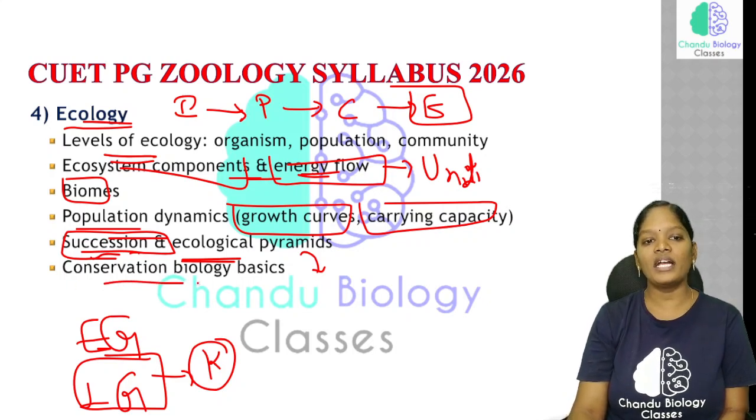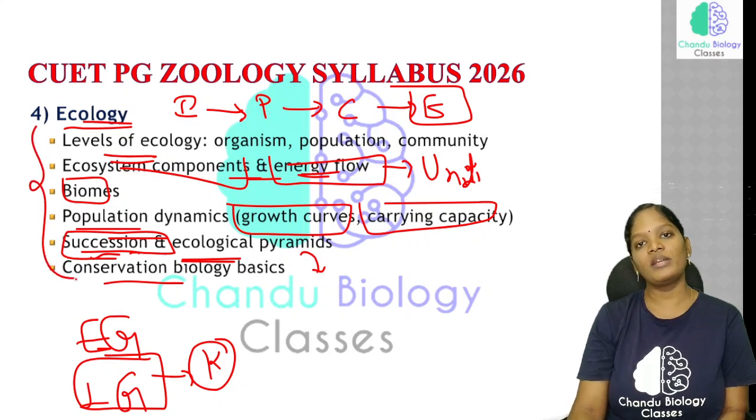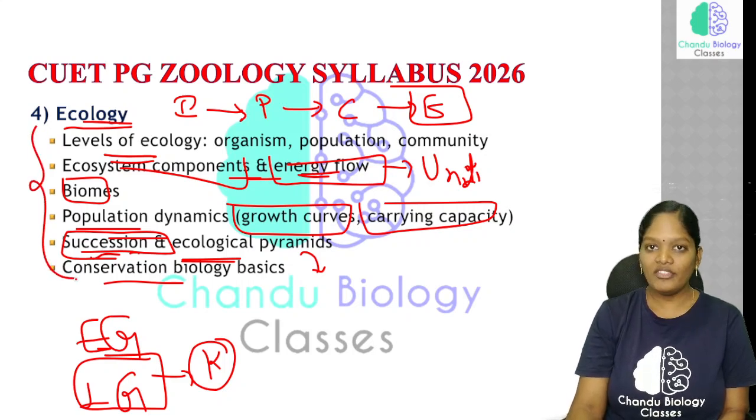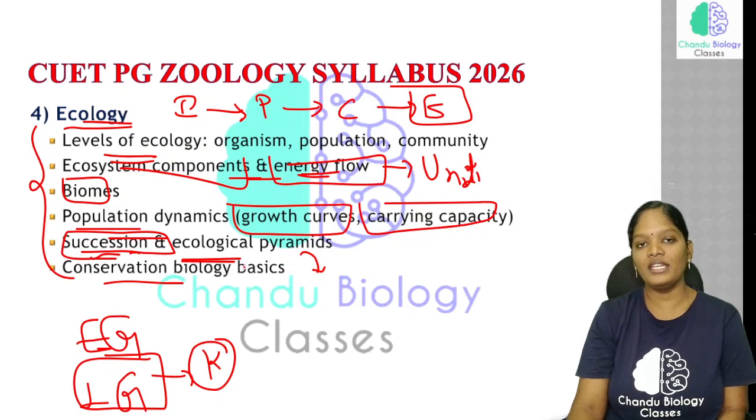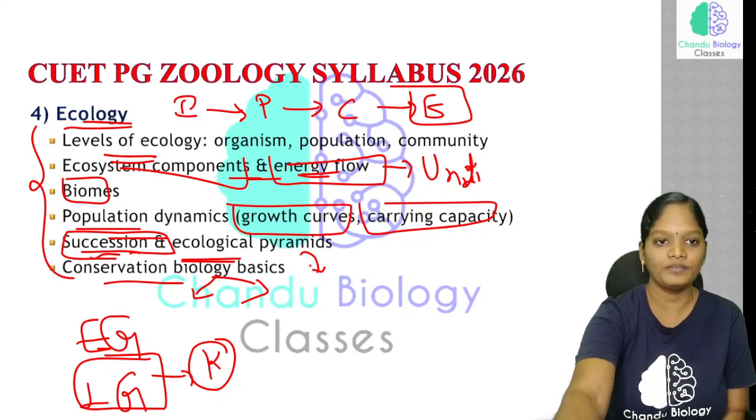Now conservation biology basics. Whether it is important to conserve our biodiversity or not. If it is important to conserve our biodiversity, what are the basics of biodiversity conservation? Whether it will be ex situ or in situ. What is meant by ex situ, what is meant by in situ? That's all about this chapter.